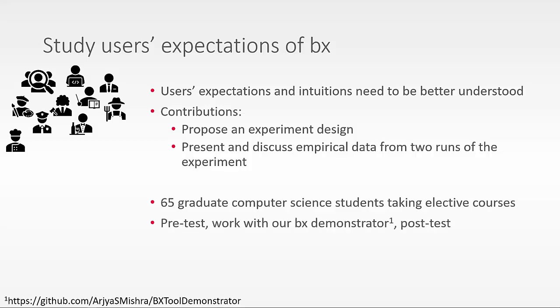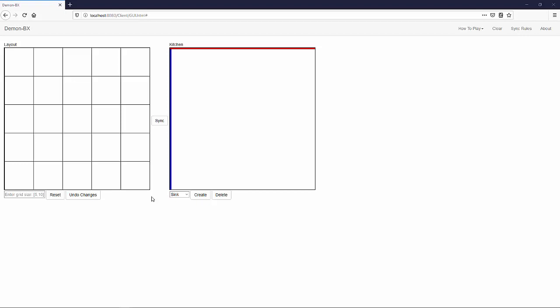And our setup for the experiment was to have a pre-test, then ask them to work with our BX demonstrator that can be found on GitHub, and conduct a post-test afterwards. And this is what the BX demonstrator looks like. It's an example that people can recognize from their everyday lives because it's about kitchen planning.